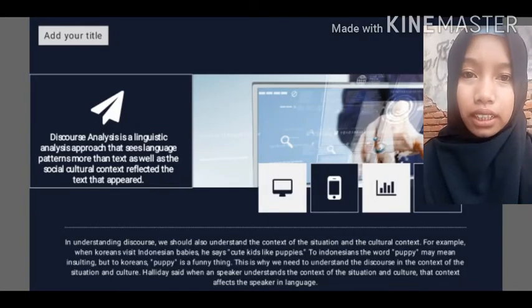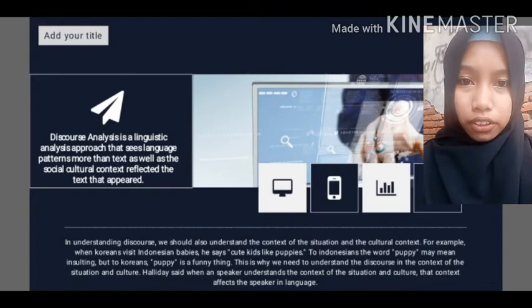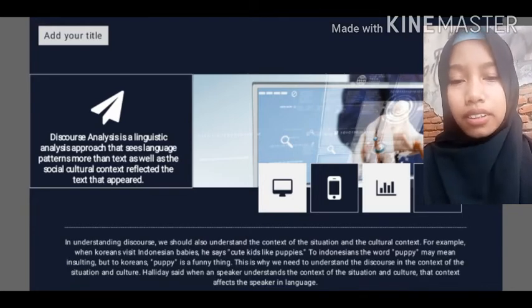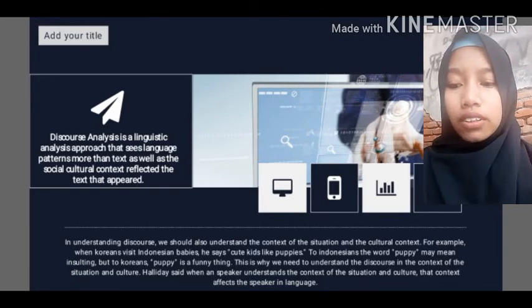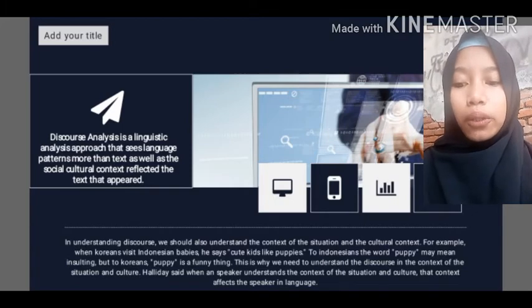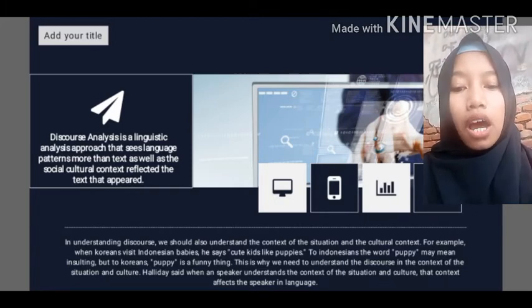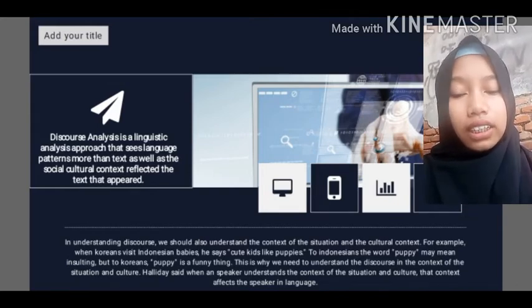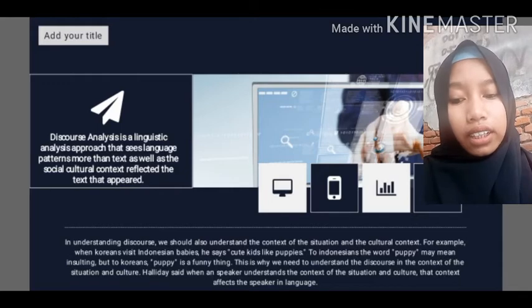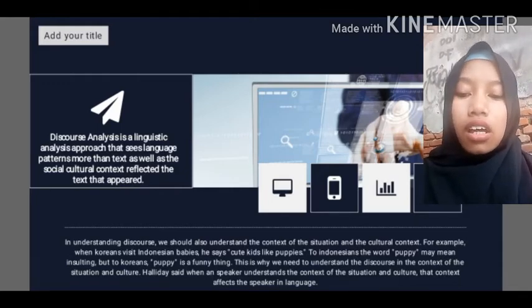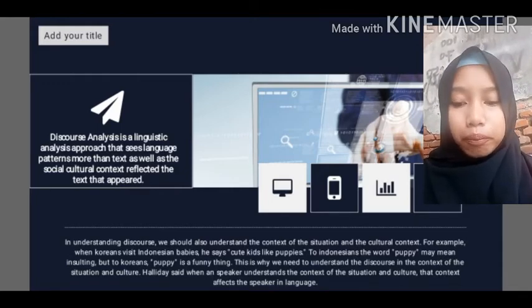Hi, I'm Indah Rizkiani, my student number is 072. Talking about discourse analysis. Discourse analysis is a linguistic analysis approach that sees language patterns beyond the text, as well as the social and cultural context reflected in the text that appears.